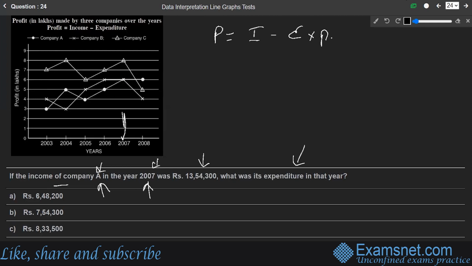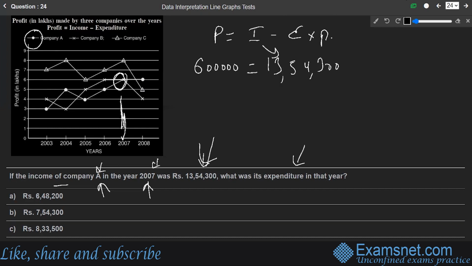So this is the line of 2007, and we have to see for company A. Profit can be seen from the graph itself. For company A, we have to see the filled circle on this 2007 line, and we can see the filled circle is at this point. The line is crossing from here, which is 6 lakh. So the profit value is 6 lakh rupees, which is equal to the income value minus expenditure. The income of the company is already given as 13 lakh 54,300.